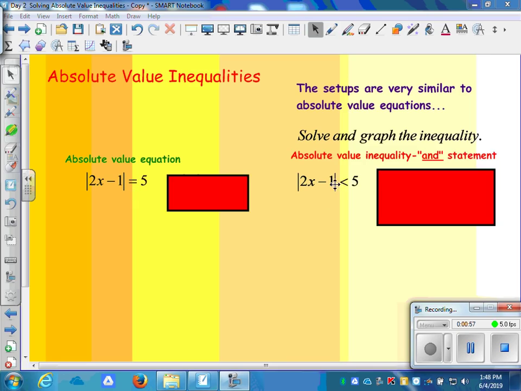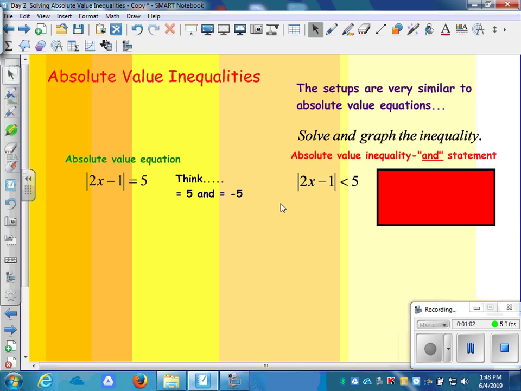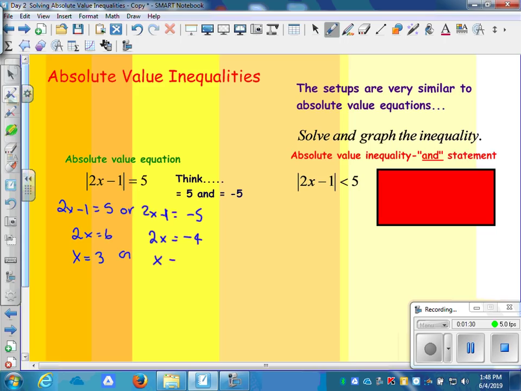So when I look at this left-hand side problem, I'm thinking about taking the 2x minus 1 and setting it equal to 5 and negative 5. So I'm going to go ahead and do the calculations for those. So we have 2x minus 1 equals 5, or 2x minus 1 equals negative 5, and then you'll solve both of those. So for the first one, we get 2x equals 6, or x equals 3. And for the second one, we're going to add negative 1 to both sides, so we'll get 2x equals negative 4, or x equals negative 2.